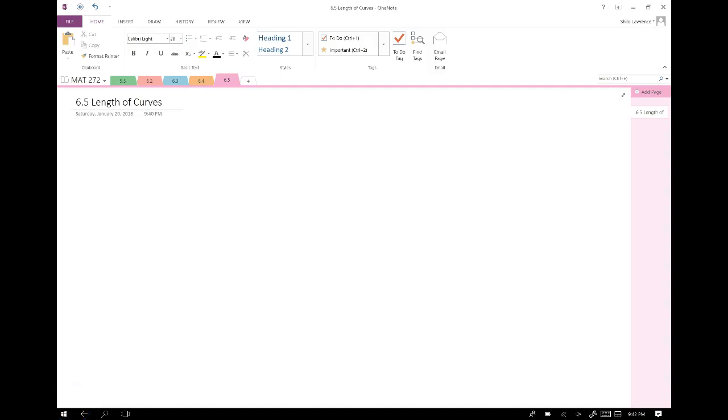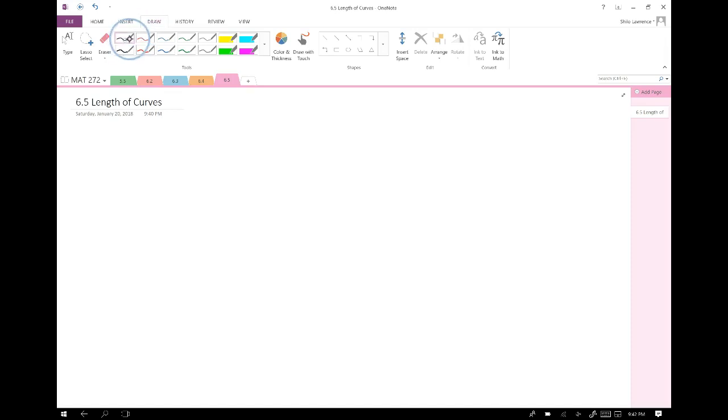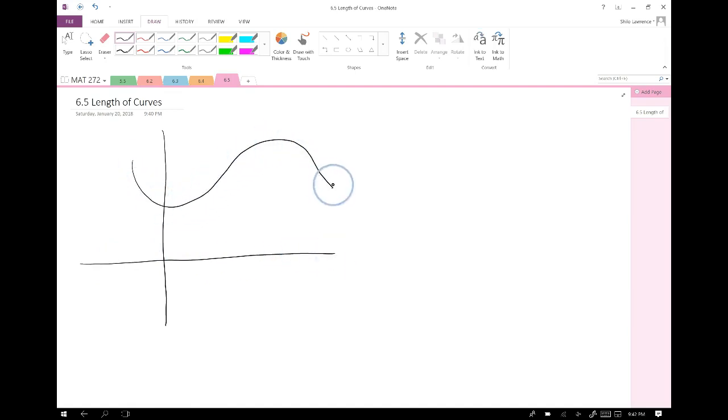In section 6.5, we are going to learn how to find the length of a curve. And more specifically for right now, we're going to be given a function and an interval to find the length for. So we might have the function f of x on the interval from a to b, and we're being asked to find the length of this piece of the curve from a to b.